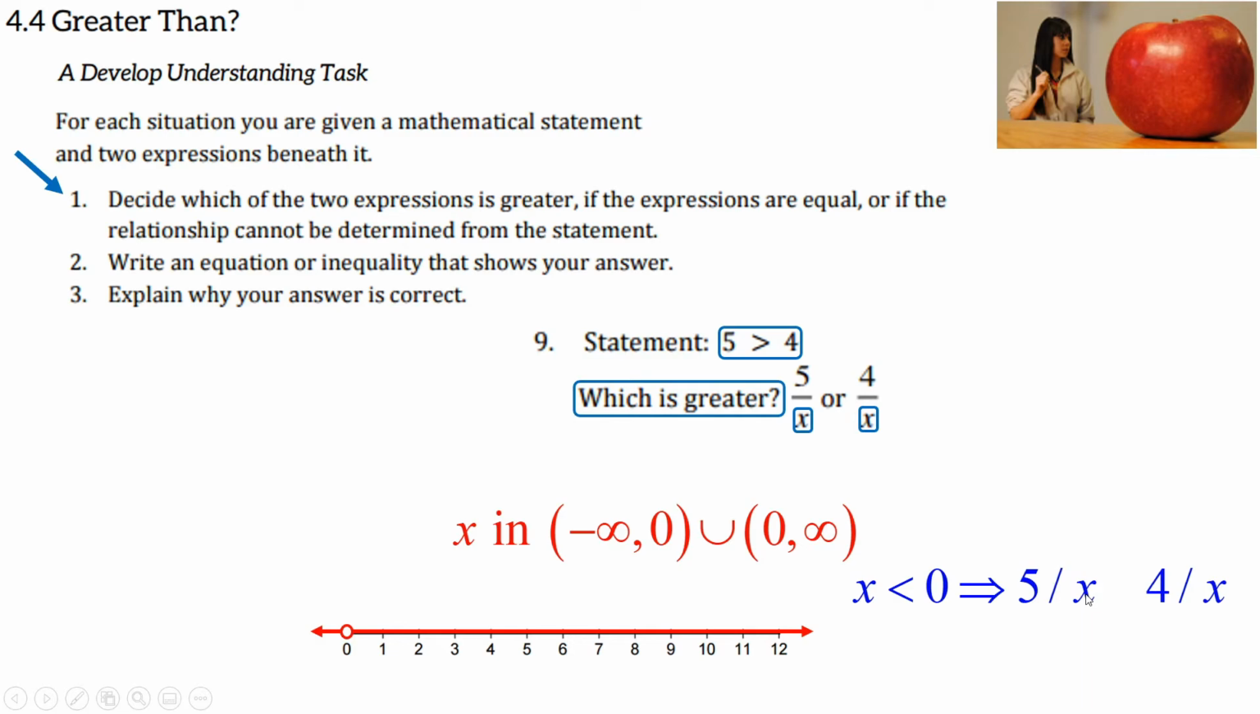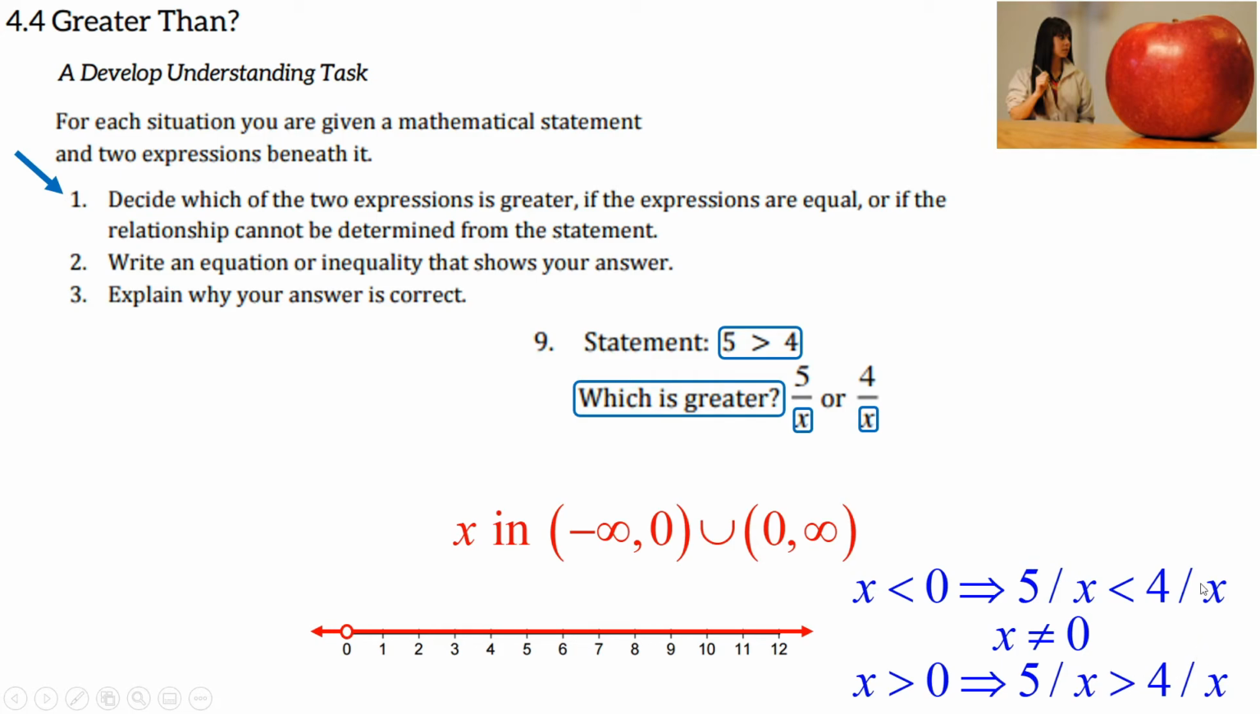5 divided by a negative number, how about we just use -1 again? 5 divided by -1 would be -5. 4 divided by -1 would be -4. And -5 is less than -4. Now the other possibility is x can be greater than 0. X cannot equal 0, so x is greater than 0. Let's do the same thing and pick an x that's greater than 0 and keep it simple. I'm going to use a 1. 5 divided by 1 is 5. 4 divided by 1 is 4. And 5 is greater than 4.